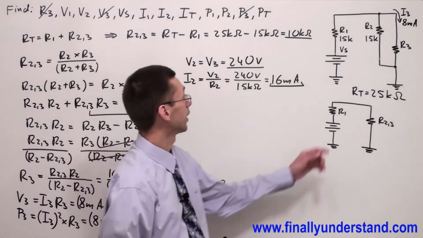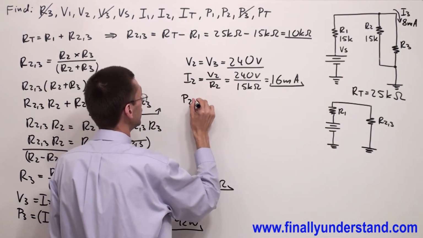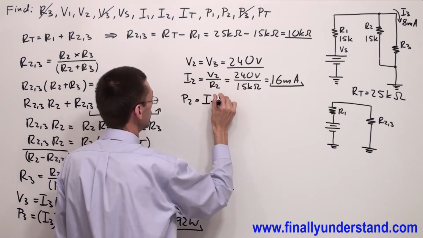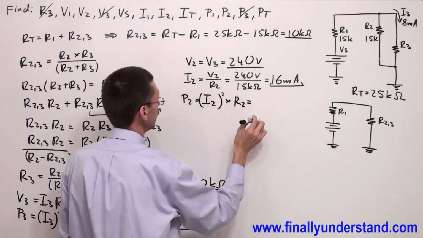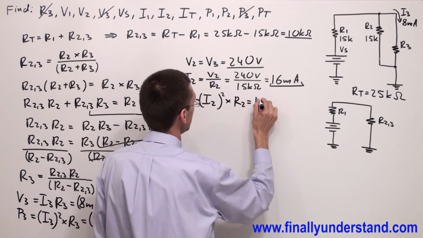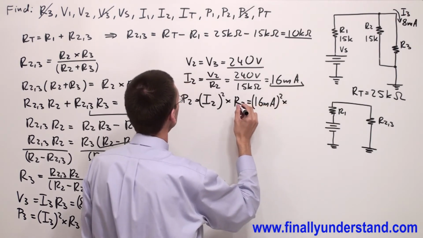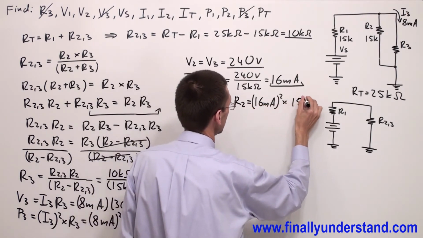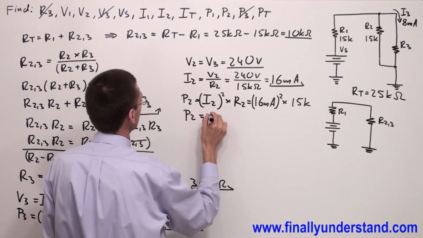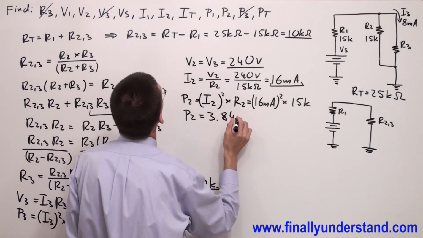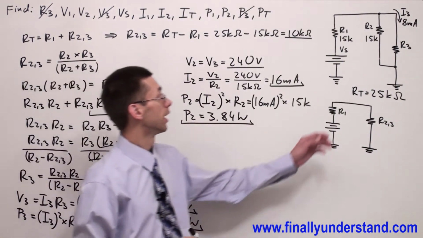Because I have current and resistance, I can also find the power. So P2 is equal to I2 raised to the second power times resistor R2, which is equal to 16 milliamps raised to the second power times R2, which is equal to 15 kilohms. So P2 is equal to 3.84 watts. Okay, so this is the power at this resistor.